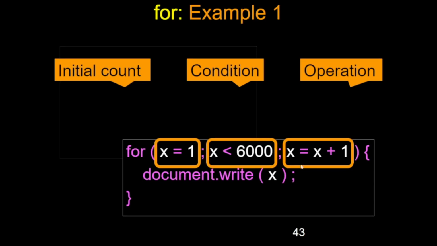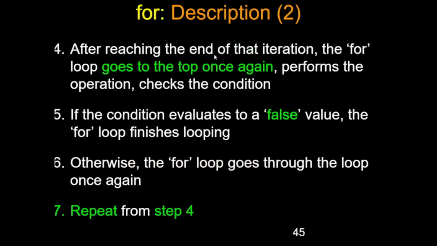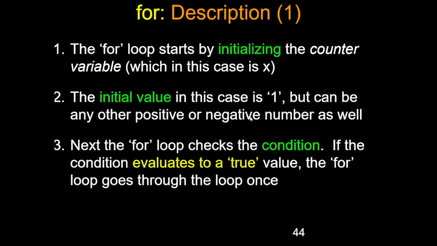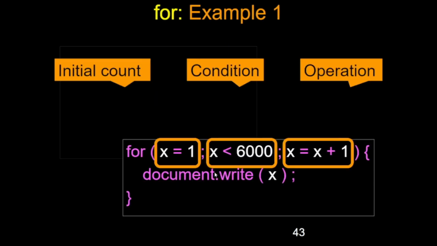Number 4. After reaching the end of the iteration, the for loop goes back to the top of the loop once again, performs the operation and checks the condition. As I have told you, after it executes all the statements inside the curly braces, it goes back and updates the value of x as x equals x plus 1, or whatever operation you have written here. It will again check the condition. If it's true, it will go back inside the curly braces, execute all the statements, then update the value and check the test condition again.